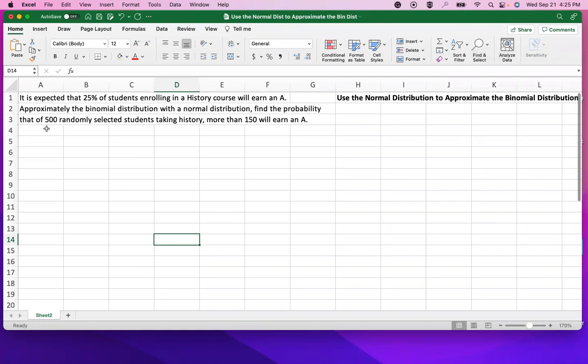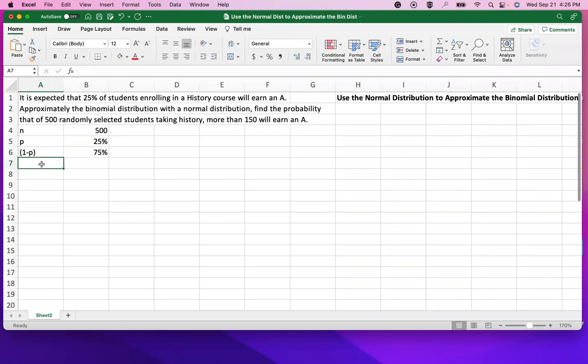Well, let's just first start with what we know. So I know the sample size is 500. I know my probability is 25%, so let's throw that in there. If probability is 25%, then 1 minus P is going to be 75%.